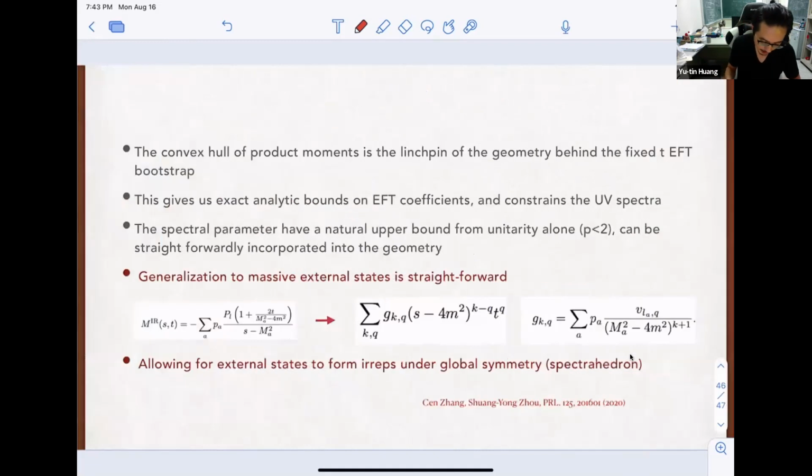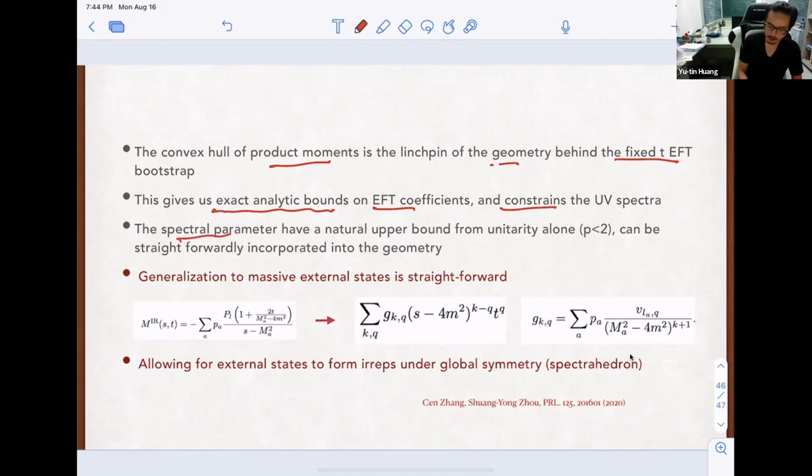Good. So basically, I think that the crux is that we showed that the convex hull of a product moment is basically the geometry behind the fixed T EFT bootstrap. This identification gives us exact analytic bounds on the EFT coefficients. And this can be used in turn to constrain the UV spectrum. And of course, as I mentioned, the spectral parameter actually has an upper bound of P equals 2. And by mapping this problem into a moment problem, we now also know how to systematically interpret what this upper bound means as a geometry problem. So now we can straightforwardly incorporate this into the EFThedron geometry.